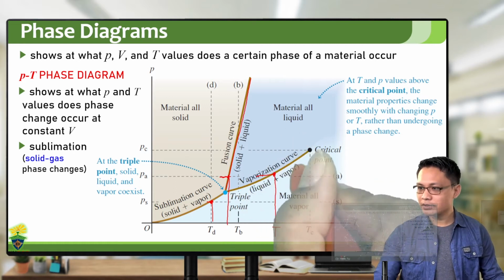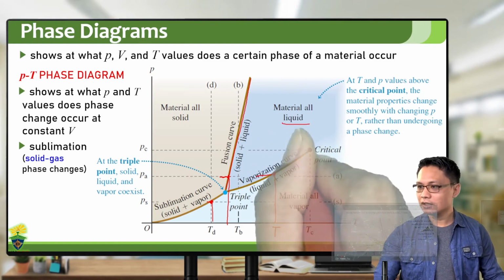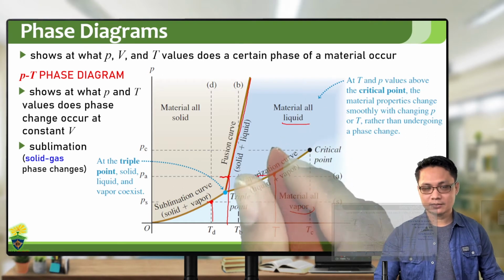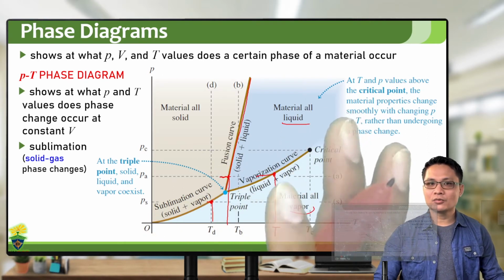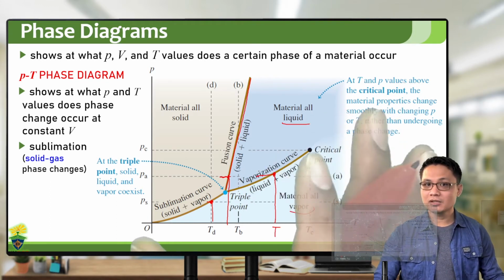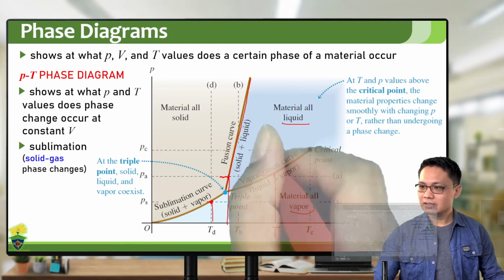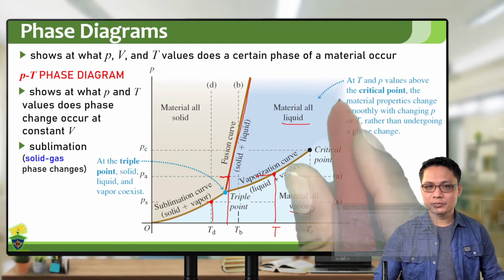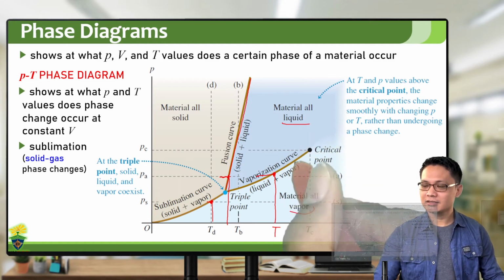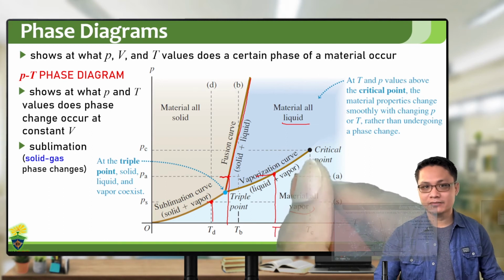At this particular point, the boundary between the liquid and the vapor vanishes. That means there is only one phase that exists, and this is neither a pure liquid nor pure vapor. At the critical point, the only phase that exists is a combination of a liquid and a vapor.